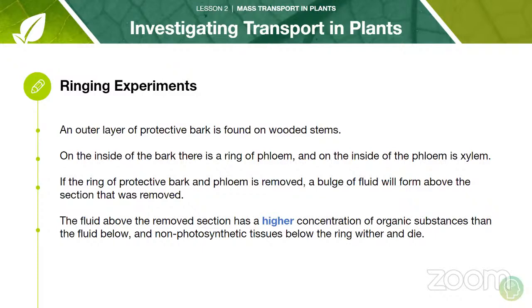If the ring of bark is removed and the phloem is removed, you see a bulge of fluid will form above the section that was removed. You can then drain that fluid, and you can see that it has a lot of organic substances compared to the fluid below, which implied that the phloem was important in transporting those organic substances around the plant. That's the idea.